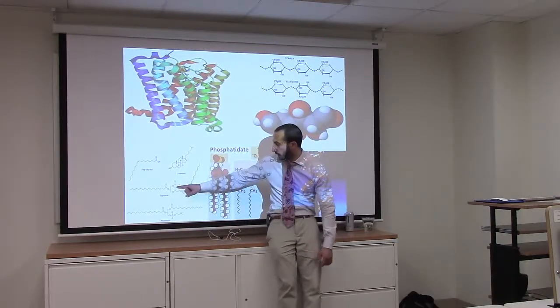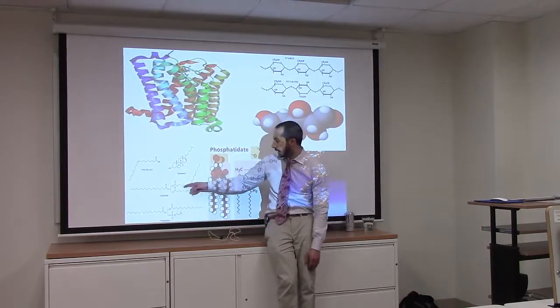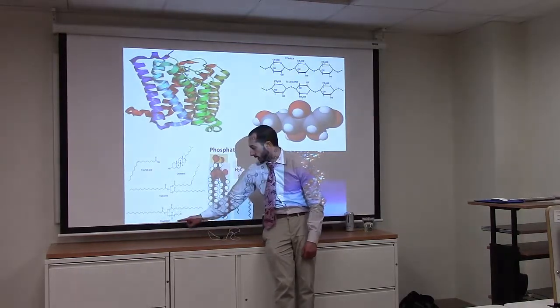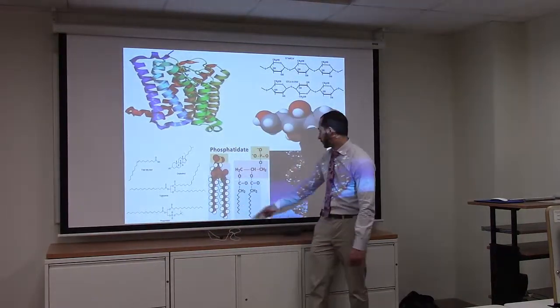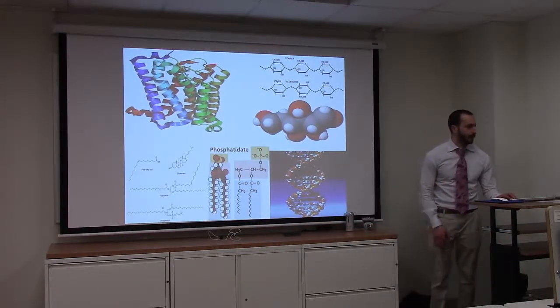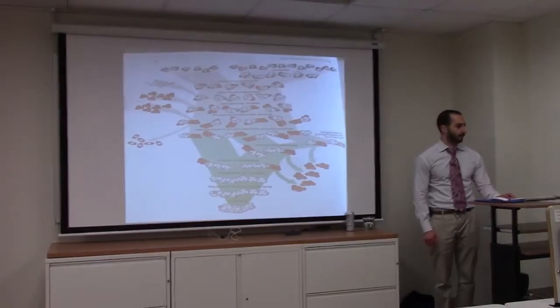Here's a typical triglyceride. It's got a glycerol backbone and then three fatty acids. Here's a phospholipid. Again, your glycerol backbone, two fatty acids, and a phosphate group, as you can see here. And then here again we have DNA, right? Double-stranded DNA. So I will do a couple more slides and then wrap up.